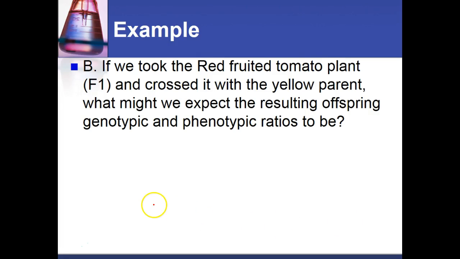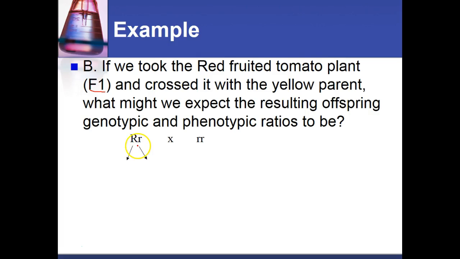Now, if we took the red-fruited tomato plant, F1, and crossed it with the yellow parent, what might we expect the resulting offspring genotypic and phenotypic ratios to be? Again, we take our F1 offspring and we cross it with a yellow parent. This has to be yellow because it doesn't contain a big R. This is a big R, and we know that this is the genotype that is produced by the F1.